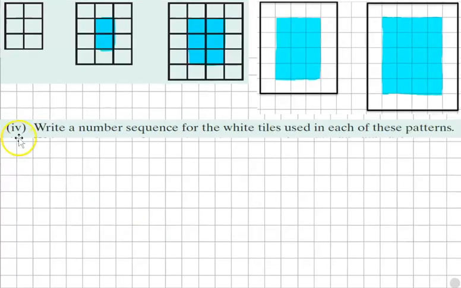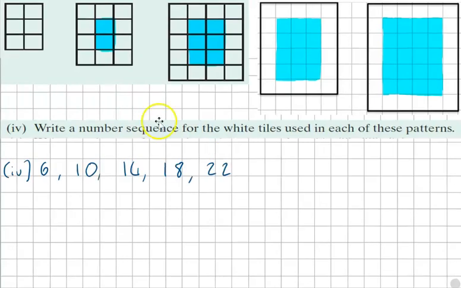Part 4, write a number sequence for the white tiles used in each of these patterns. So now we're only interested in the tiles around the outside, so not the blue ones in the center, just the tiles around the outside. So there are 6 white tiles in the first term, so T1 is 6.